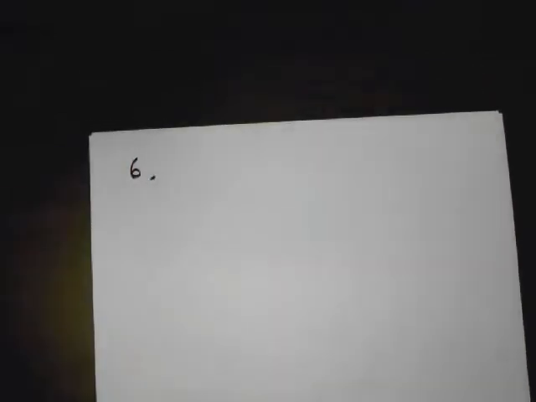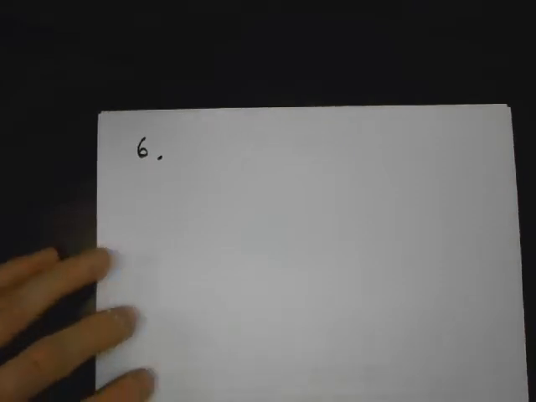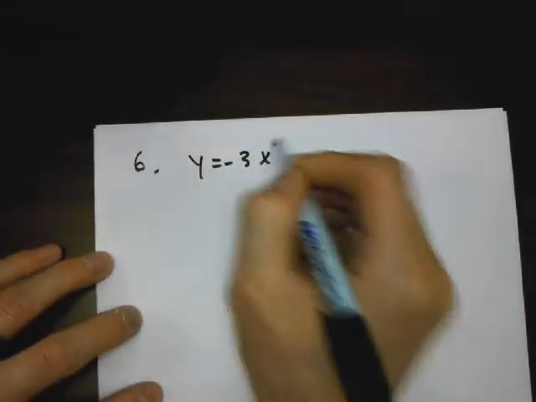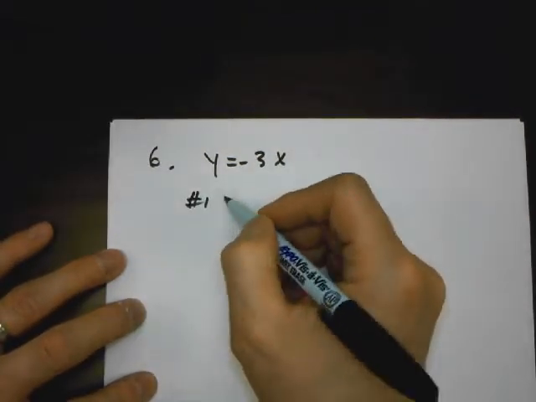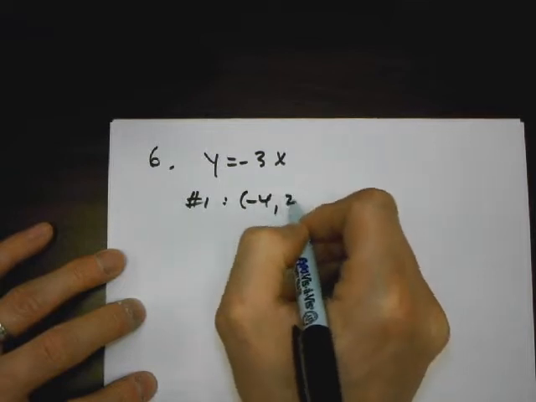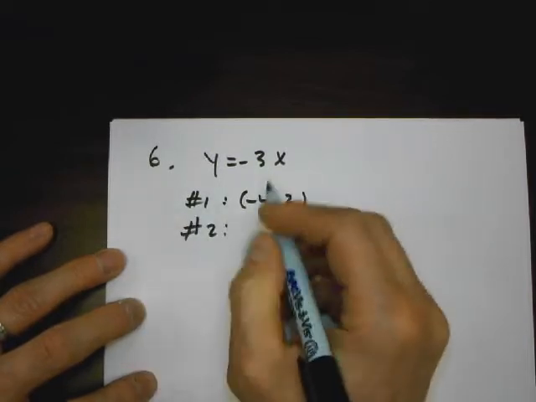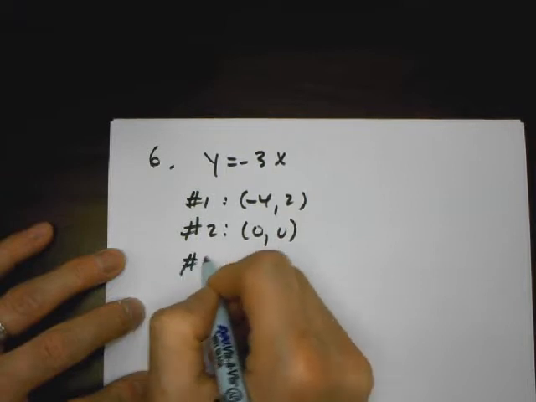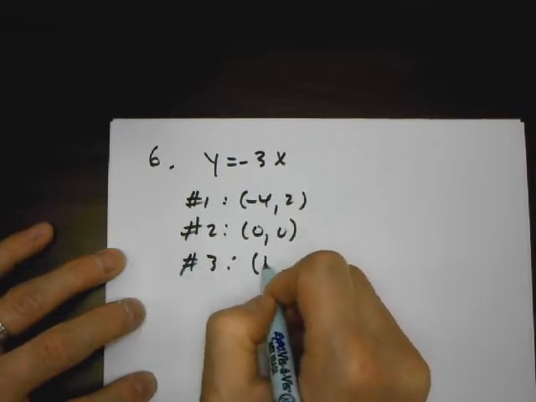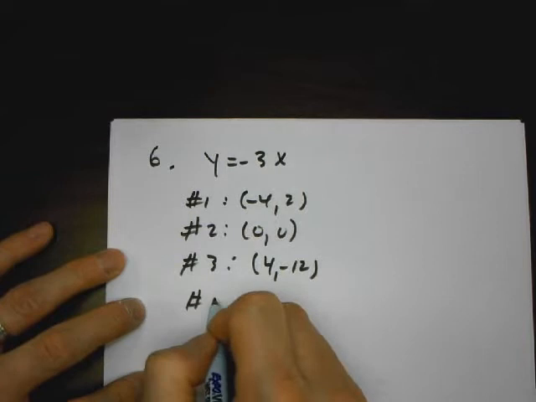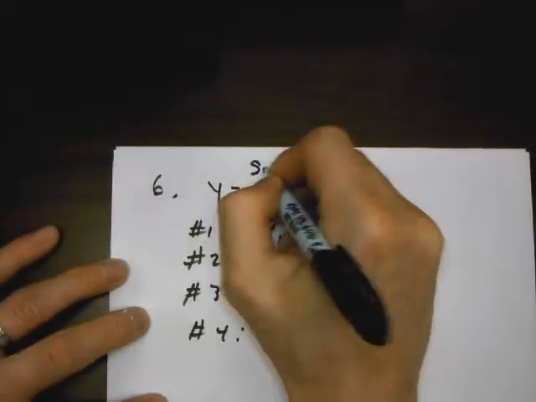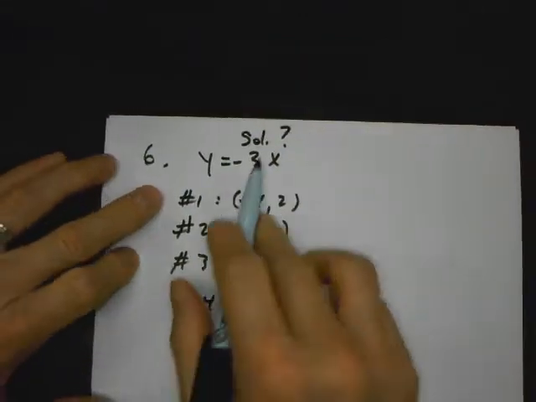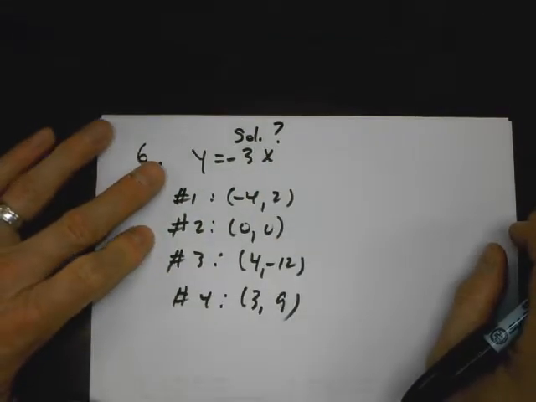Okay, number 6. Number 6 asks us which ordered pairs are solutions. So we have y equals negative 3x. Ordered pair 1 was negative 4, 2. Ordered pair 2 was 0, 0, 3, 4, negative 12, and 4, 3, 9. If I want to know which of these are solutions, then I just plug them in and see if it makes it true. A solution makes it true.